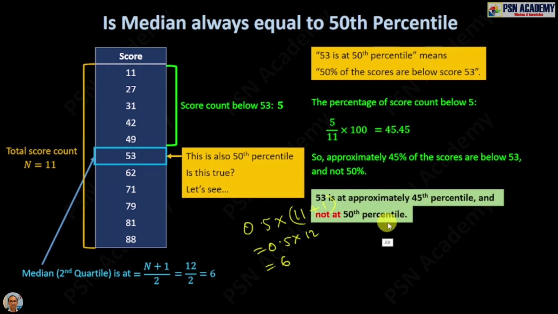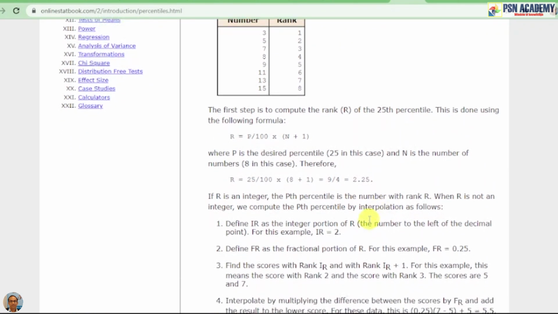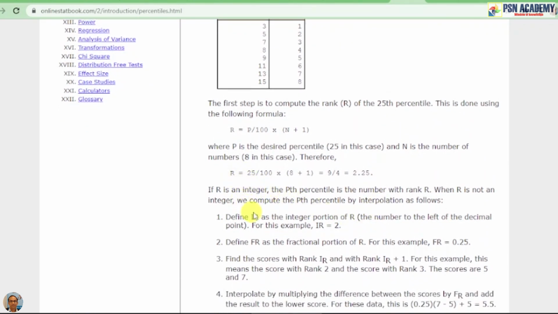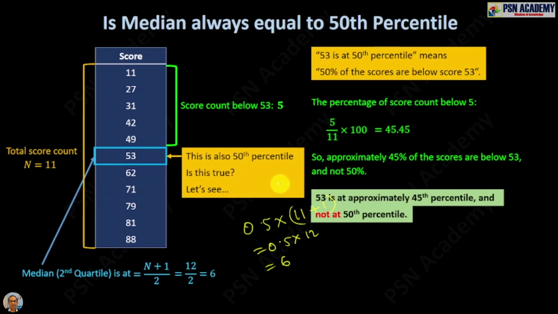Now let us see Professor Lane's website, what he is suggesting. He is telling that if your R is an integer, where is it? Yes. If R is an integer, then the pth percentile is the number with rank R. That means he is asking us to directly declare this 53, this position, as the 50th percentile. But by calculation it is not coming.